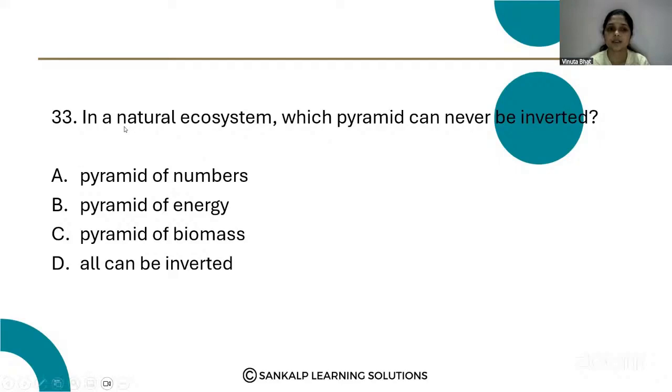Question number 33. In a natural ecosystem, which pyramid can never be inverted? So you know pyramids have two types, right? So upright pyramid and inverted pyramid. So look here, this is the upright pyramid and this is the inverted pyramid.